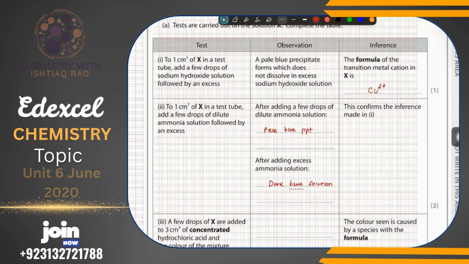Yeah, because first of all the precipitate is formed and in another step the precipitate is going to be dissolved in an excess. So we are getting a deep blue solution. This confirms the inputs made in part one. This is the confirmatory test for part one.